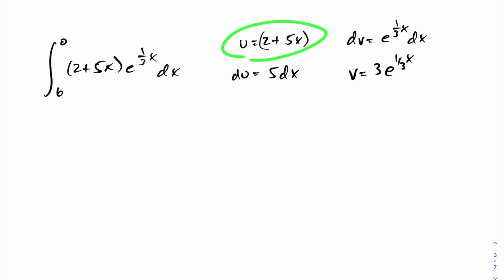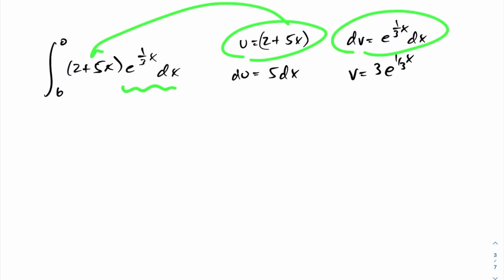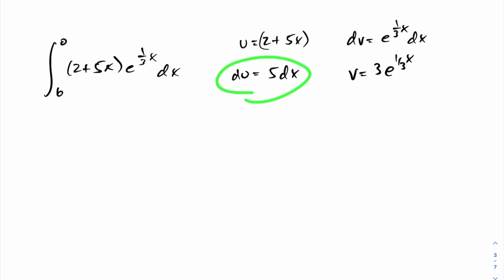I have my u value is 2 plus 5x, and my dv value represents this right here. Therefore, the derivative of u is going to be 5 dx, and the antiderivative of e to the 1/3 x dx is 3e to the 1/3 x. And again, remember the derivative of e to the x is itself. So now that I'm in this situation here, I can go ahead and substitute in my implicit differentiation formula. This is going to equal u times v minus the integral of v du, giving us.